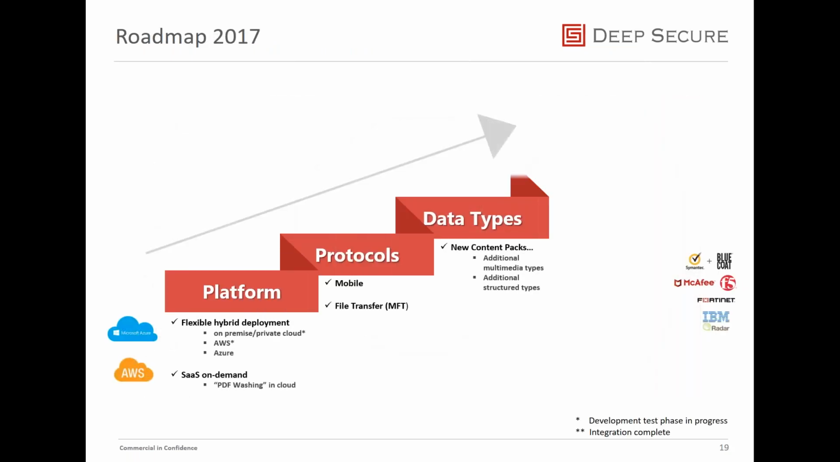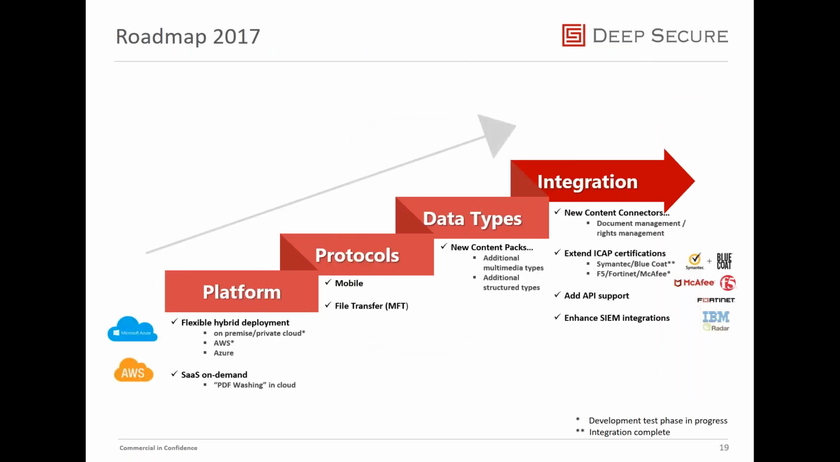Now, before our demonstration, I'm going to say a few words about the roadmap for our content threat removal platform. In terms of platform support, you'll see our capability extending to include flexible hybrid deployments for AWS and Azure. Note also that we have a project underway to look at providing PDF washing as an on-demand service in the cloud.